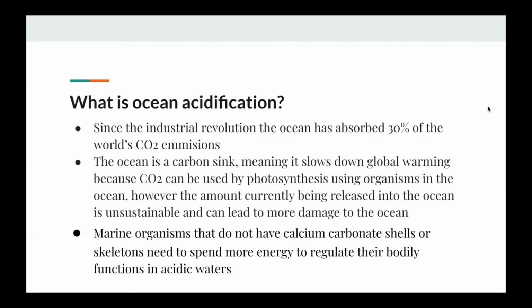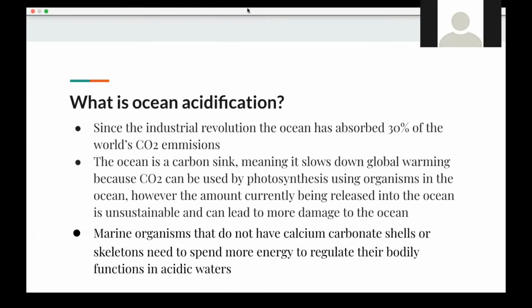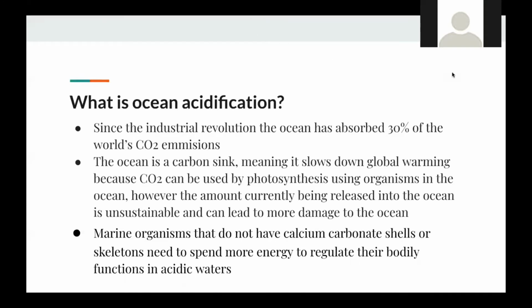The amount released is unsustainable because the more CO2 that enters the ocean, the lower the pH levels drop, which means the ocean becomes even more acidic, and that can kill organisms in the ocean. Marine organisms that don't have calcium carbonate shells or skeletons need to spend more energy to regulate their bodily functions in acidic waters. And this is because the calcium carbonate shells and skeletons protect organisms from predators as well as shelter them from the environment.